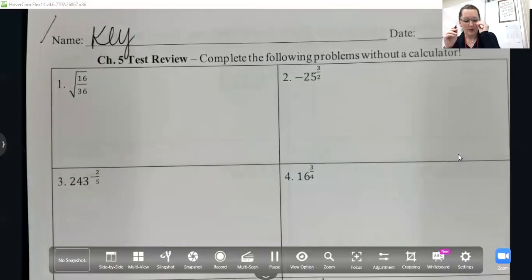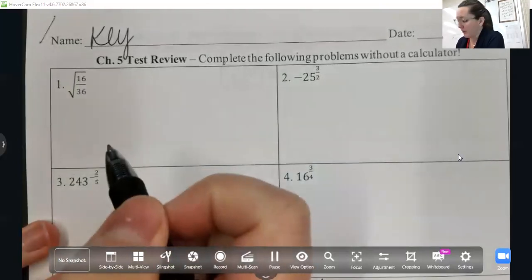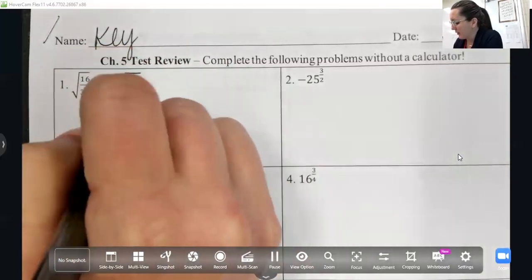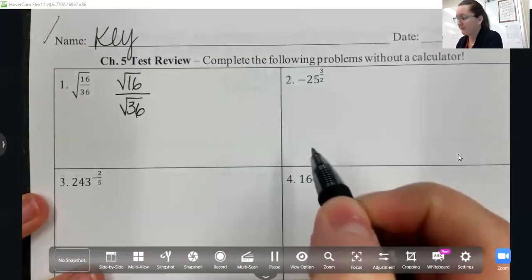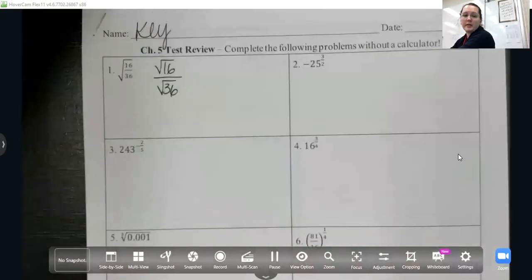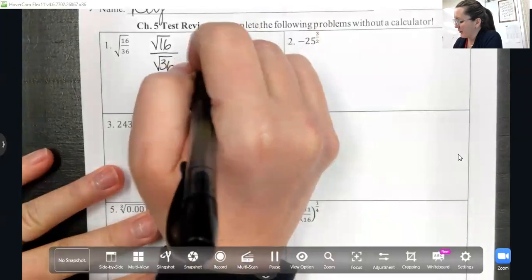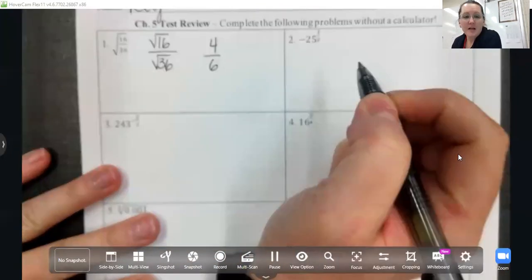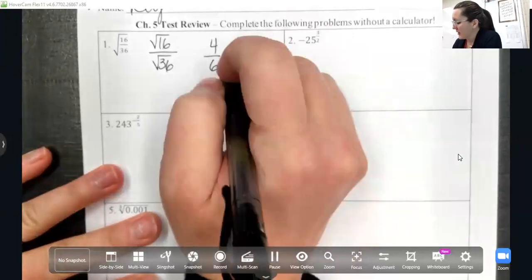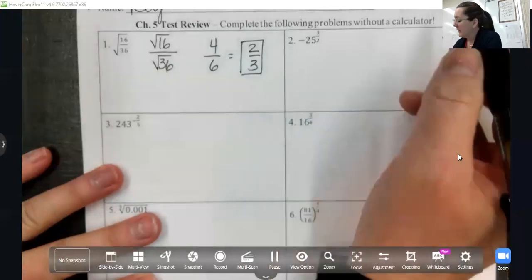All right, so let's start with our first one. Square root of 16 divided by the square root of 36. So the square root of 16 divided by the square root of 36 can also be written like this. And so remember, we already know these square roots, right? The square root of 16 is 4 and the square root of 36 is 6. This is not your simplified answer because we can reduce our fraction here, right? So this is going to be 2/3. That's going to be your final answer, all right?